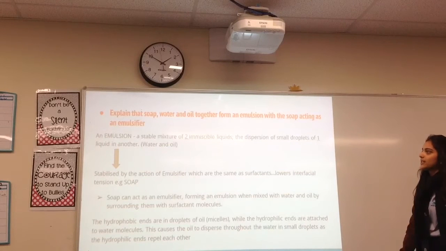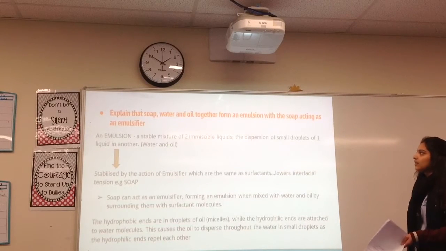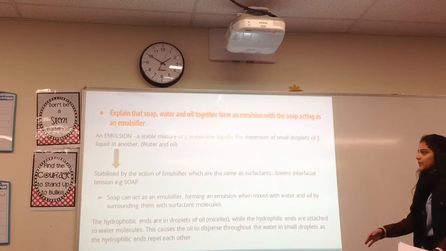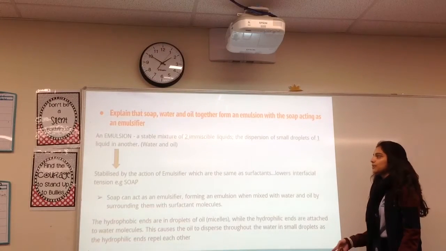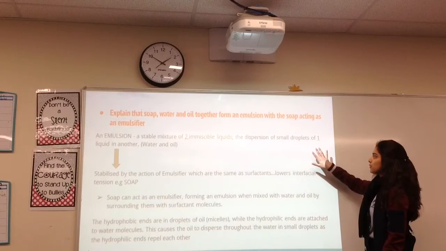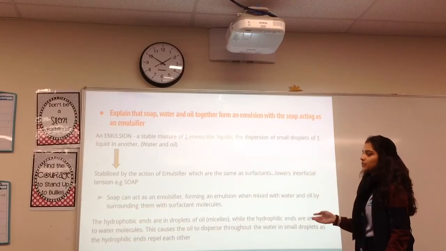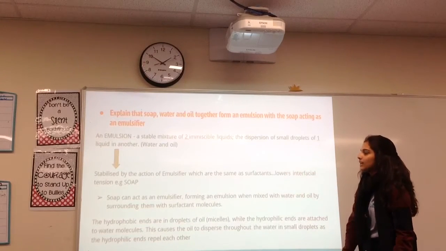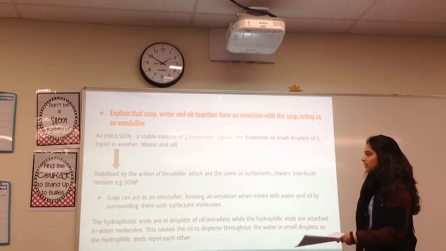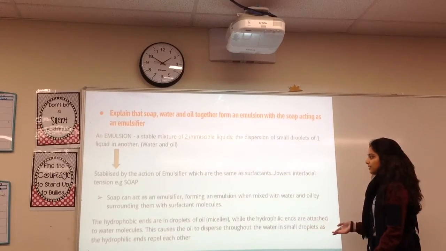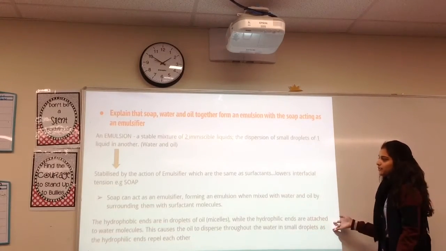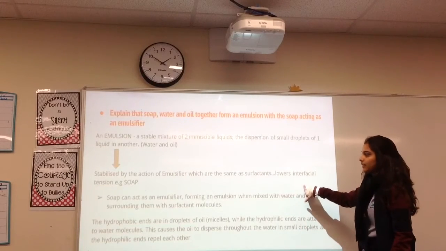The next dot point is: explain that soap, water, and oil together form an emulsion with the soap acting as an emulsifier. An emulsion is a stable mixture of two immiscible liquids with a dispersion of small droplets of one liquid in another, so for example, water and oil. It is stabilized by the action of an emulsifier, which is the same as a surfactant, which lowers the interfacial tension. And soap is an example of an emulsifier.